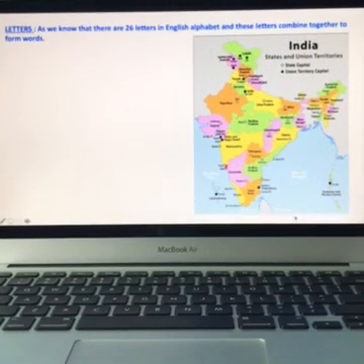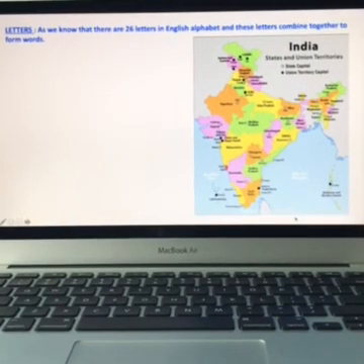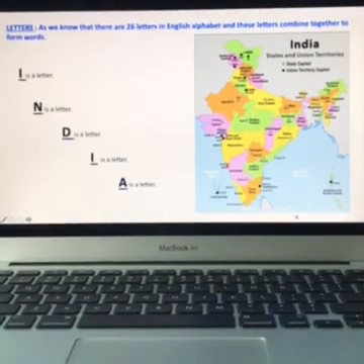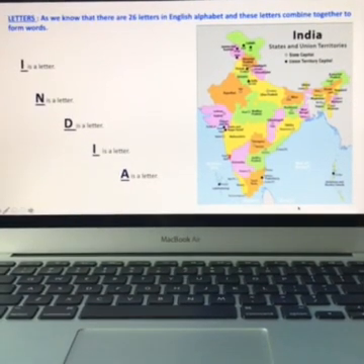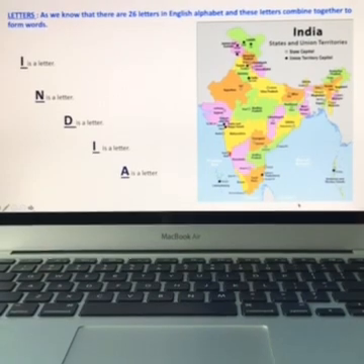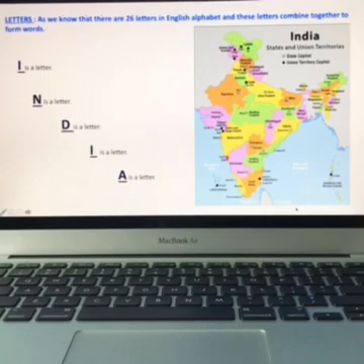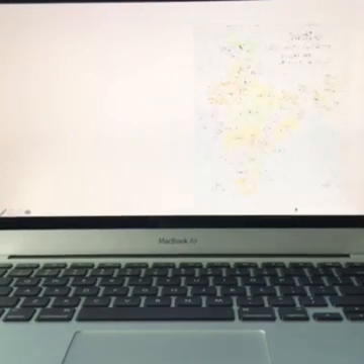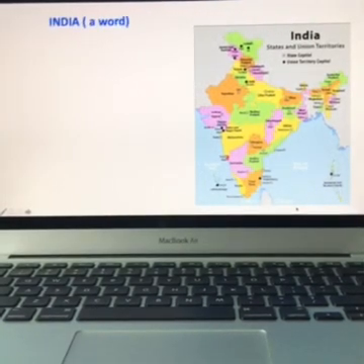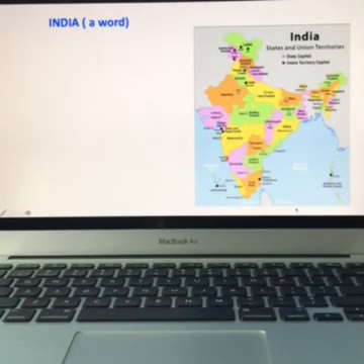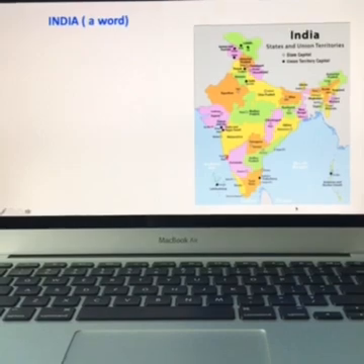This is the map of our country India. In India, I is a letter, N is a letter, D is a letter, I is a letter and A is a letter. India. India is a word.